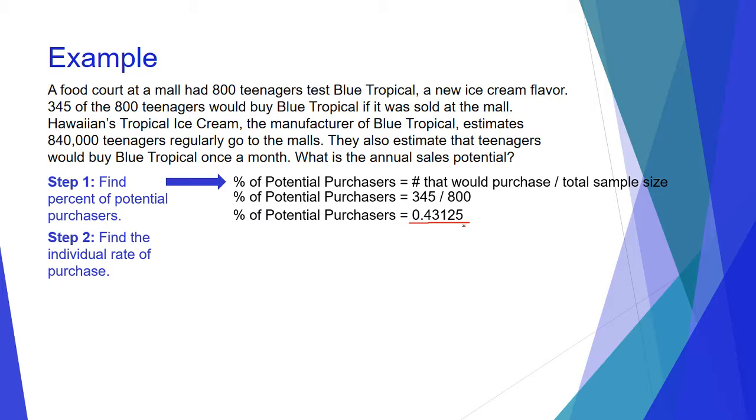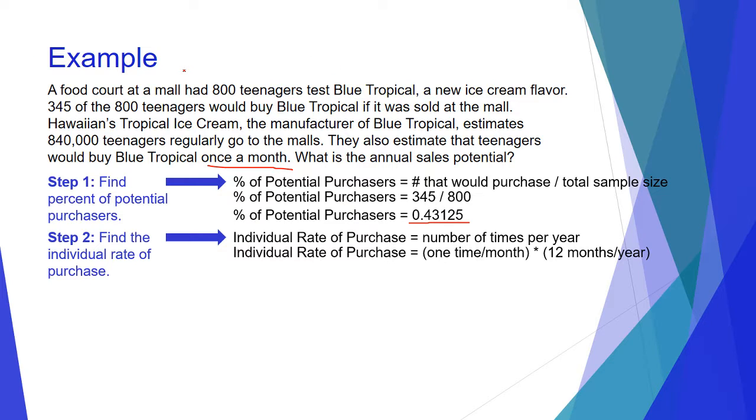Next step is find the individual rate of purchase. The formula for that, well, it's just the number of times per year. So it says teenagers would buy Blue Tropical once a month. So if it's once a month, how many times is that in 1 year? 12 times. Because there are 12 months in a year.